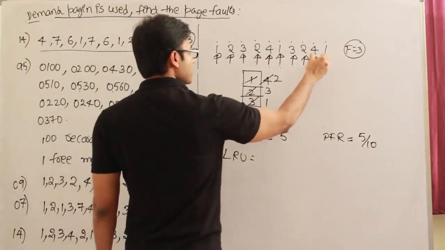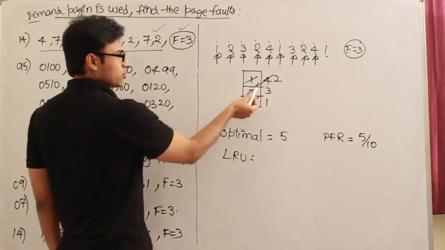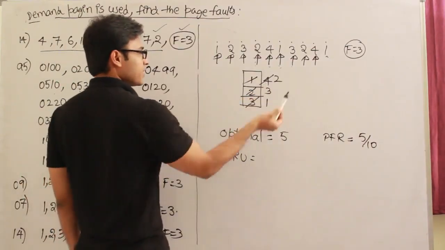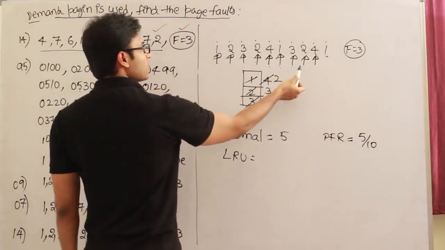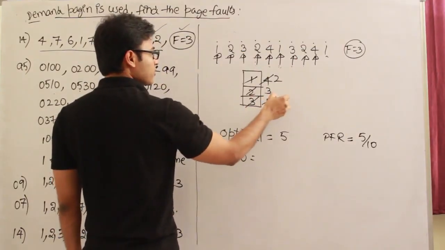And next 4 is referred. Now when you look at 4, which one are you going to replace? See, 4 was just replaced, right? And again you want 4. So if you watch it, 2, 3, 1. 1 is the least recently used, therefore you are going to go for 4.